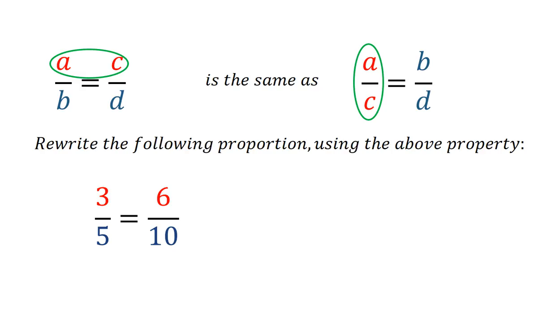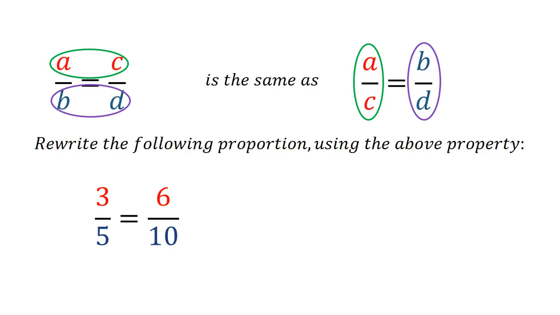So notice how A and C are positioned differently, but they're still kind of grouped together. Instead of them being grouped horizontally, now we are grouping them vertically together, A and C. And then the same thing is true for B and D. So B and D are grouped horizontally together, so then when we rewrite the proportion, they're going to be grouped vertically together. So let's rewrite the following proportion using the above property.